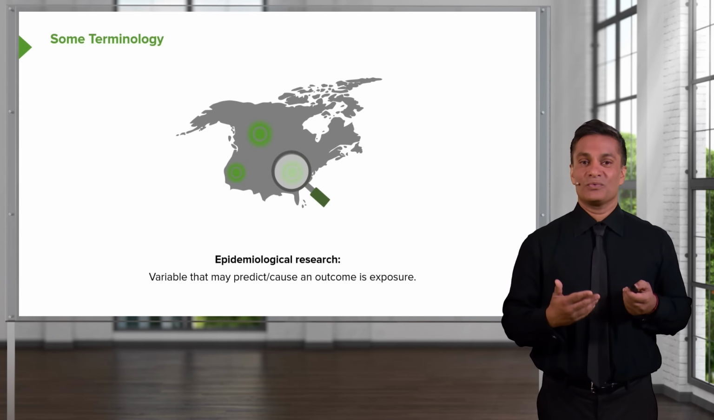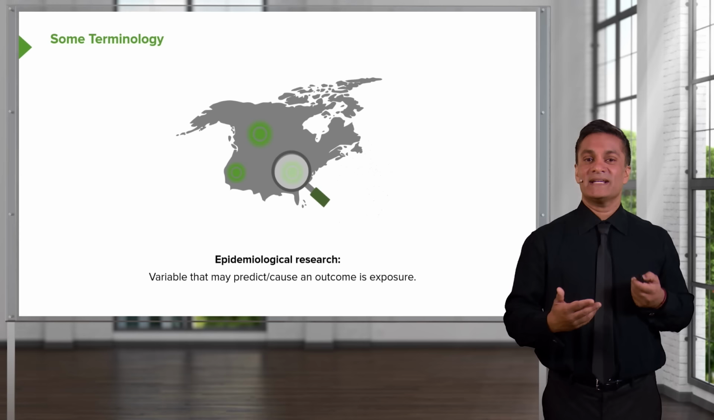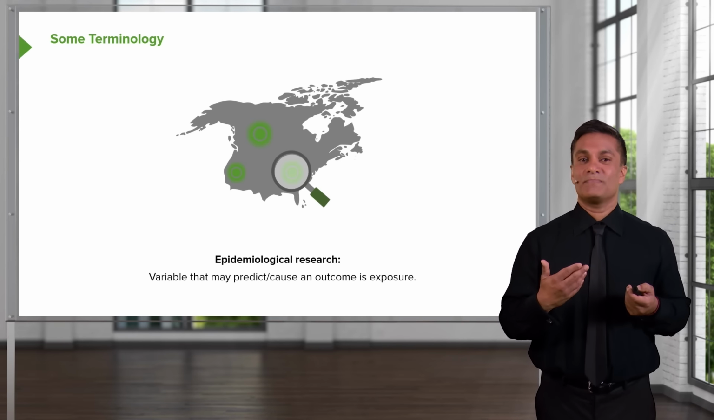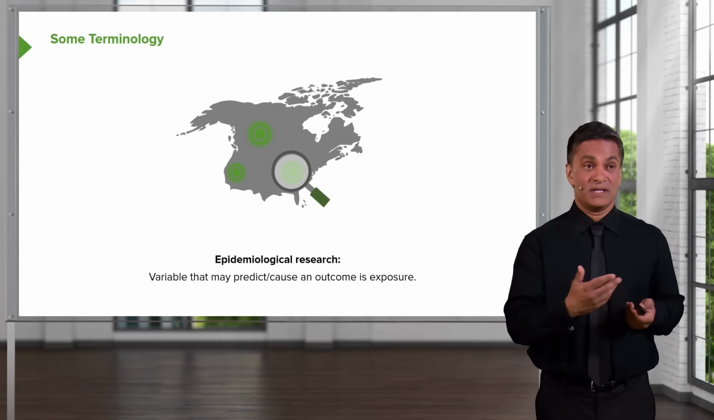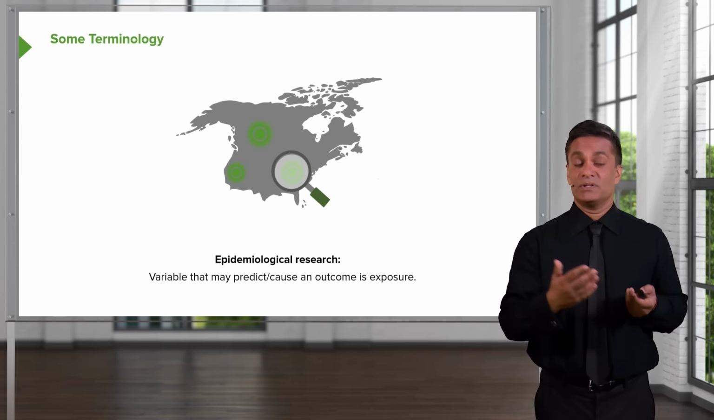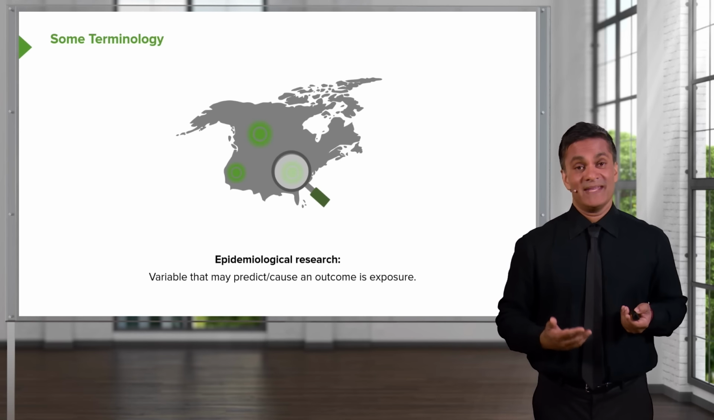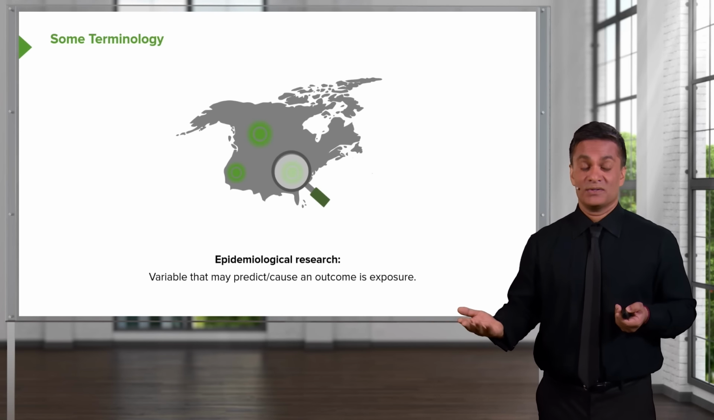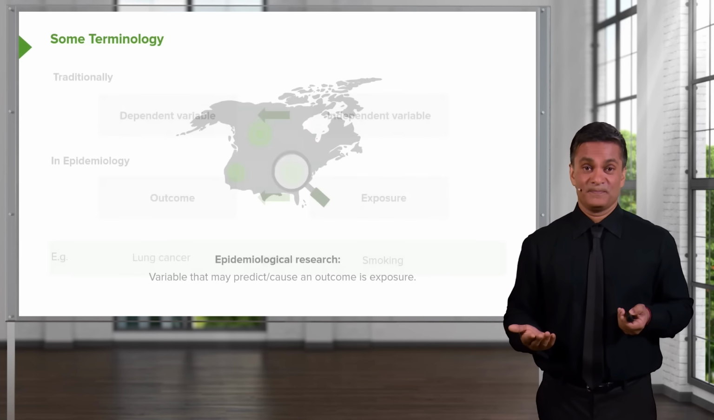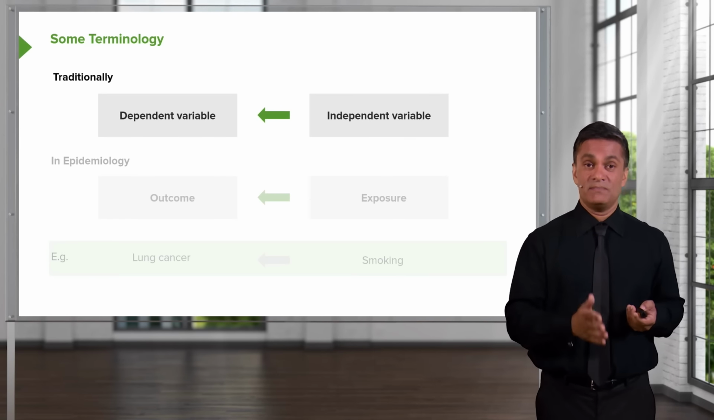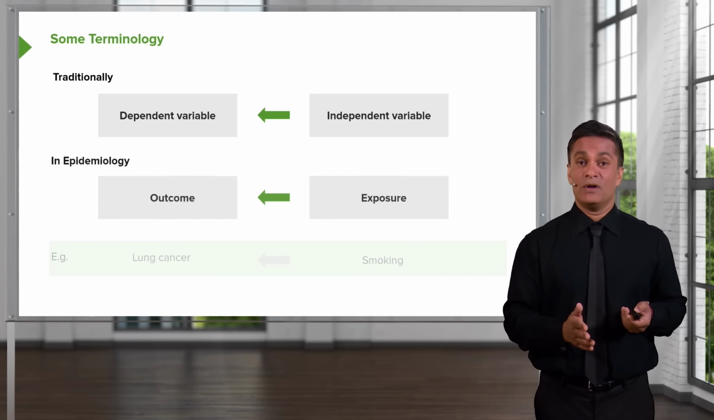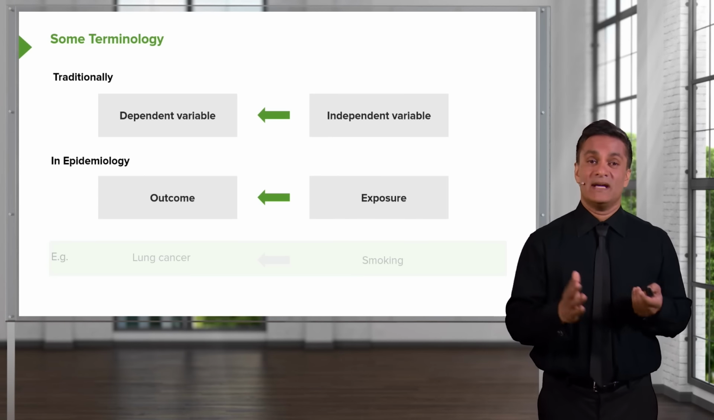In epidemiologic research, a variable that predicts an outcome is an exposure. You're exposed to something which may lead to an outcome. You can be exposed to a contaminant, a pollutant, maybe something in your food, and the outcome could be a disease, a cancer, or some other kind of behavior. So again, traditionally, we have independent variables that lead to dependent variables. In epidemiology, these are exposures leading to outcomes.